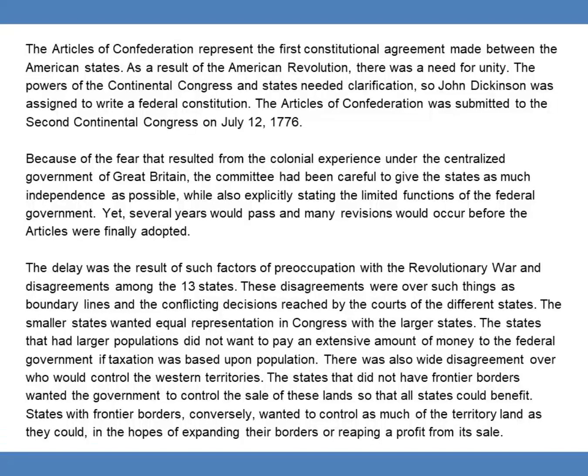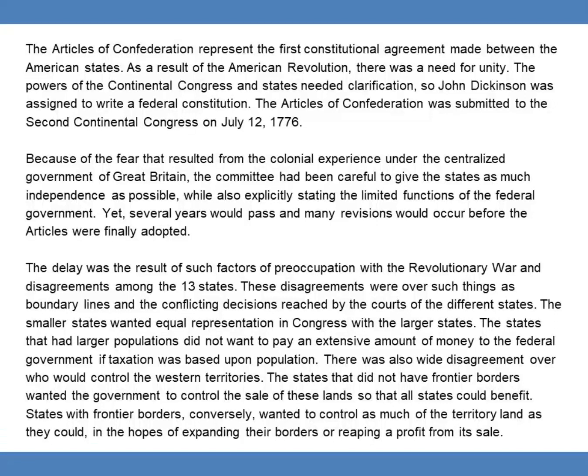These disagreements were over such things as boundary lines and the conflicting decisions reached by the courts of the different states. The smaller states wanted equal representation in Congress with the larger states. The states that had larger populations did not want to pay an extensive amount of money to the federal government if taxation was based upon population.